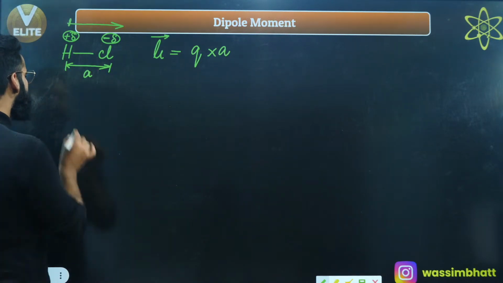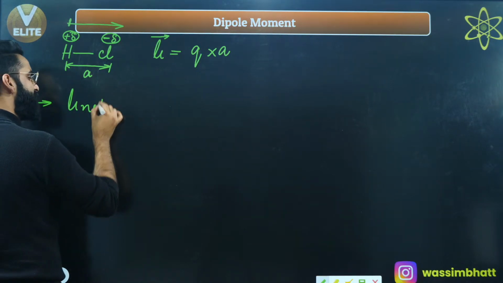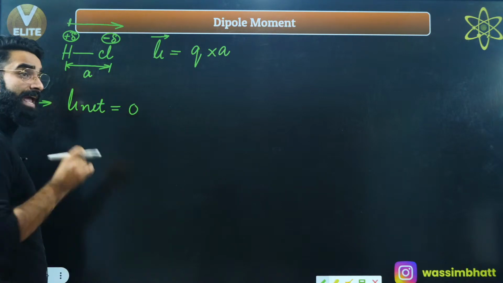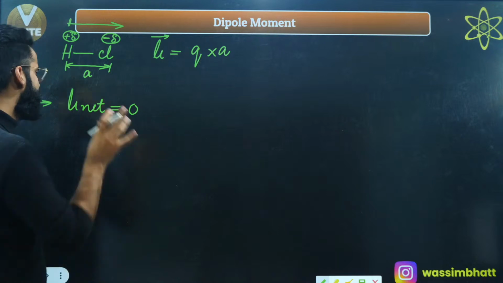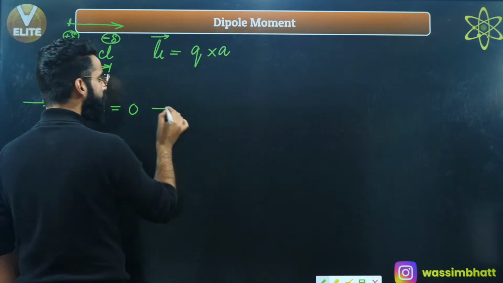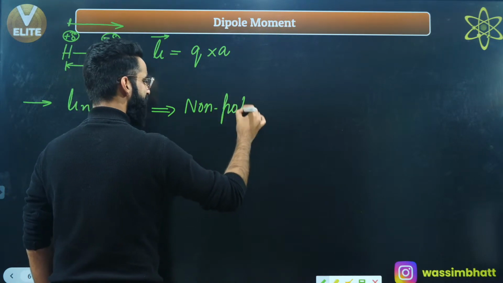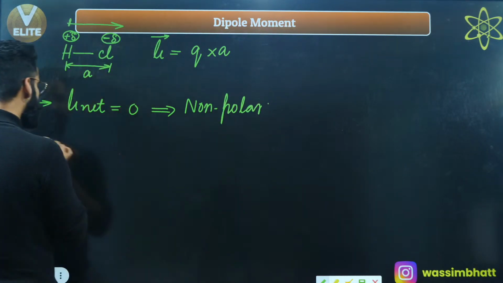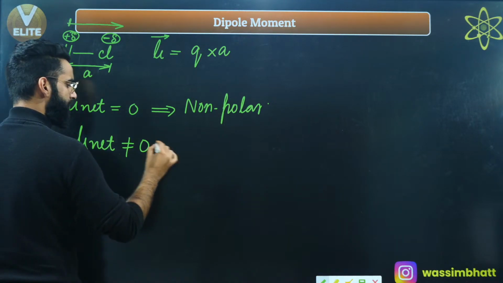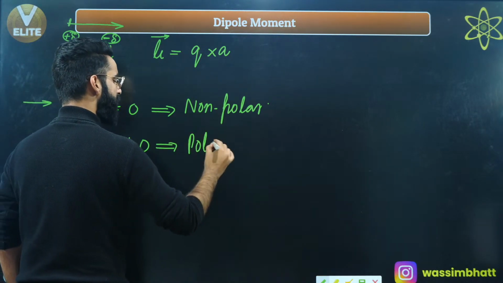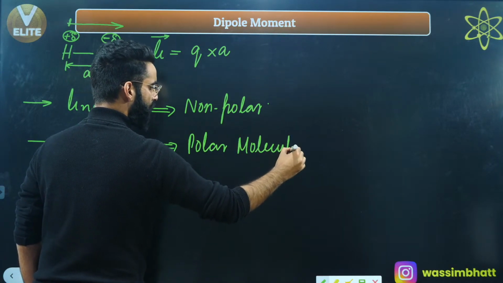Remember, if for any molecule the net dipole moment is 0, we call that molecule a non-polar molecule. You'll understand what this net dipole moment is in some time. I'll be giving you examples as well. And if for a molecule the net dipole moment is non-zero, we call that molecule a polar molecule.